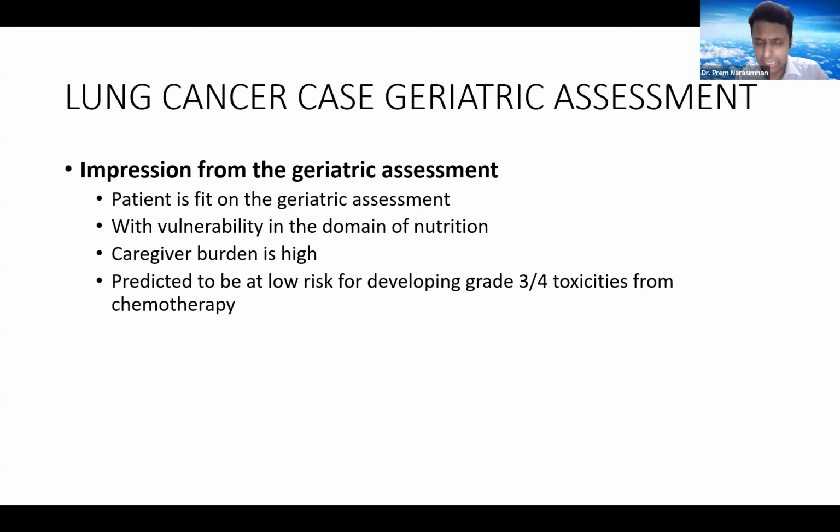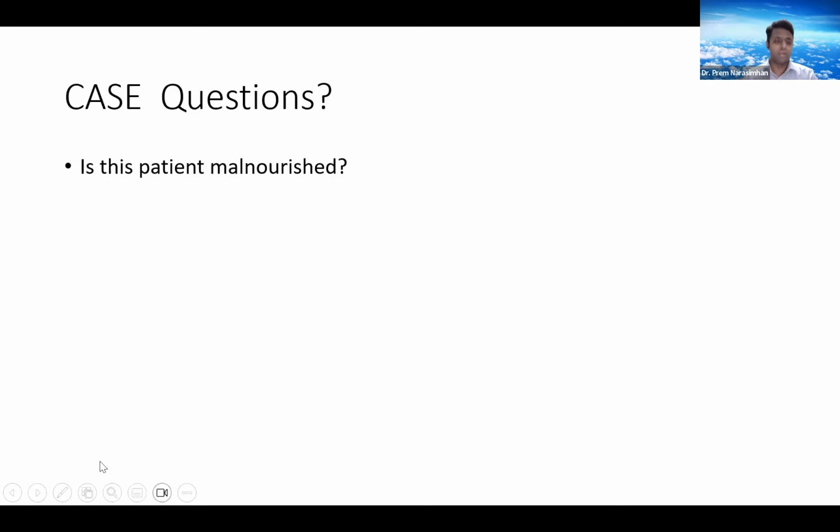Caregiver burden is high. Predicted to be low risk for developing chemotherapy toxicity, but again, a lot of our oncologists might or might not use it. To be very frank, whoever I'm working with, the oncologists might just see it as a scale which guides them. Sometimes they may try to reduce the dose, but not always, because ultimately we have to look at the tumor burden, which is very important from the patient's perspective. Okay, so quickly going on to the questions, is the patient malnourished?